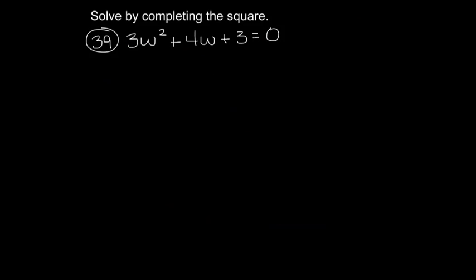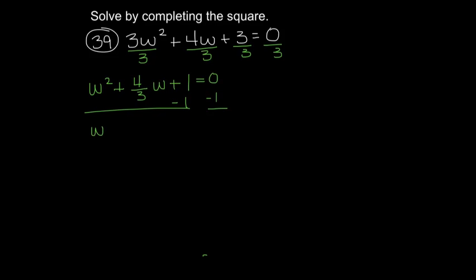Finally, for number 39, again, I want to start by making sure that the quadratic coefficient is a 1, so that means I have to divide everything by 3. Doing so gives me w squared plus 4/3 w plus 3 divided by 3, which is 1, equals 0. Now I have to move the constant to the left, so I'll subtract that 1 from both sides, which gives me w squared plus 4/3 w equals negative 1.